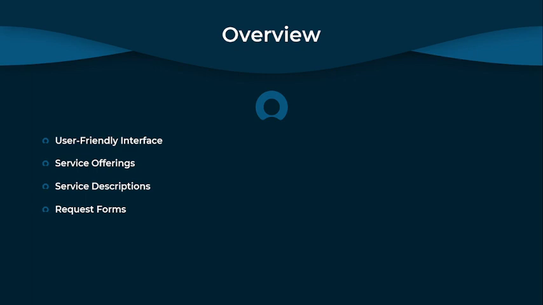Service offerings. The service catalog contains a comprehensive list of IT service offerings available within the organization. These offerings may include both standard and customized services tailored to meet the specific needs and requirements of different user groups or departments. Service descriptions. Each service in the catalog is accompanied by a detailed description that outlines its features, benefits, eligibility criteria, and any associated costs or dependencies. This information helps users understand the purpose and scope of each service before requesting it.